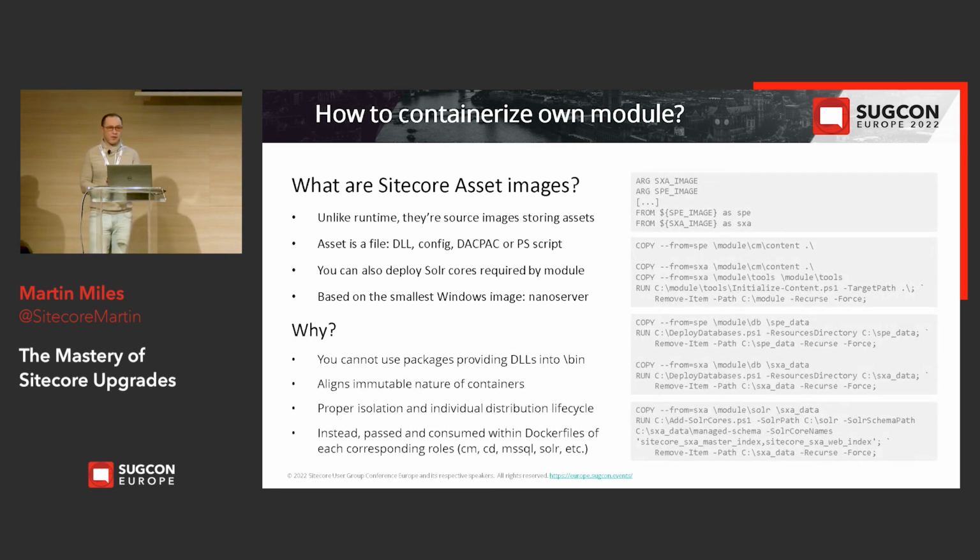And then with all that in mind, the question comes: how do we containerize our own module? To containerize modules, we now use Sitecore asset images instead of packages as we did before. First of all, if you try to install a package to your container Sitecore, you will not be able to, of course, if that package contains DLLs, because the bin folder is now restricted.